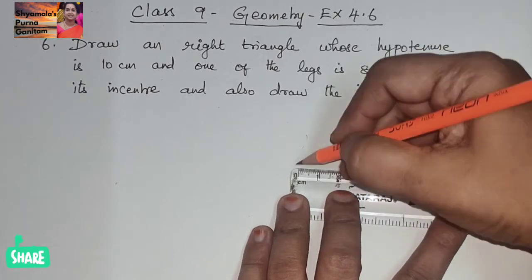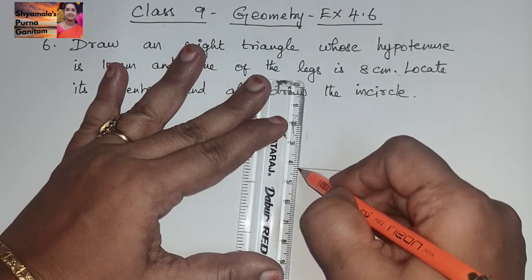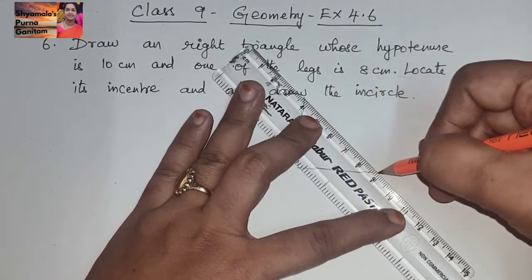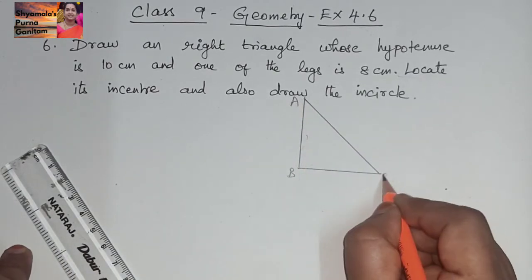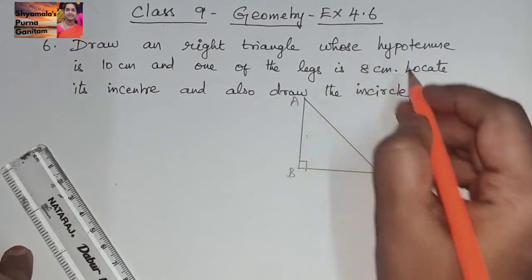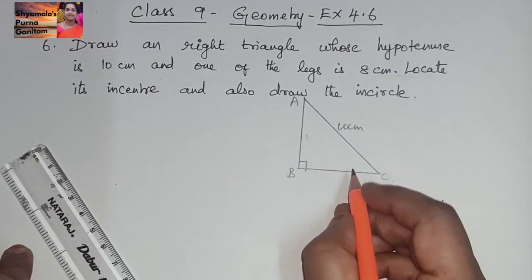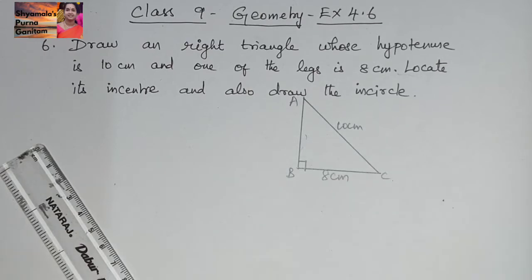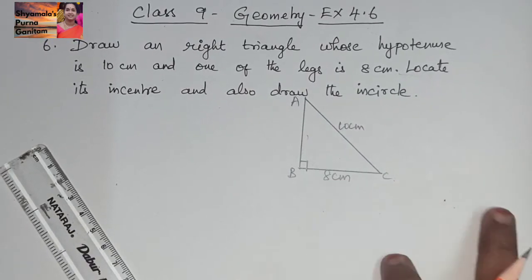So we will draw the rough diagram first. It is given as a right angle triangle. So ABC is a right angle triangle whose hypotenuse is 10 centimeter. So that is AC is 10 centimeter and one of the legs is 8 centimeter. So we will take BC as 8 centimeter. So this is the rough diagram for the triangle.